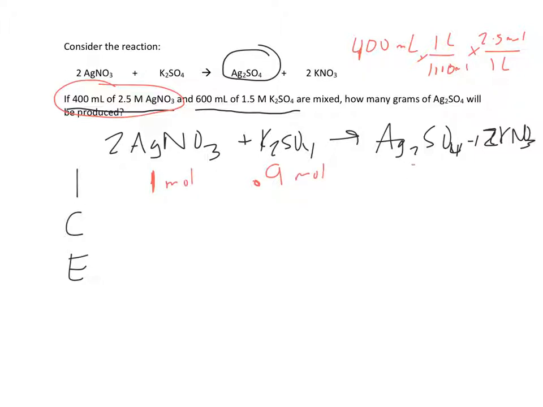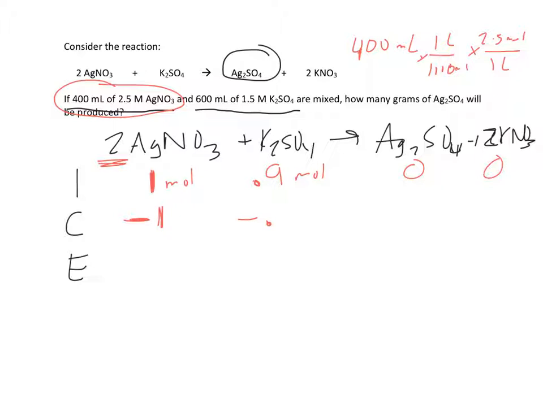Again, you start with 0 of the products. So the question is which one's going to run out first. So again, there's more AgNO3, but again, it's used at twice the rate. So 1 versus 0.9, I'm going to guess that this is going to run out first. Nope, I made that wrong. I'm going to guess that this is going to run out first because it's being used faster.